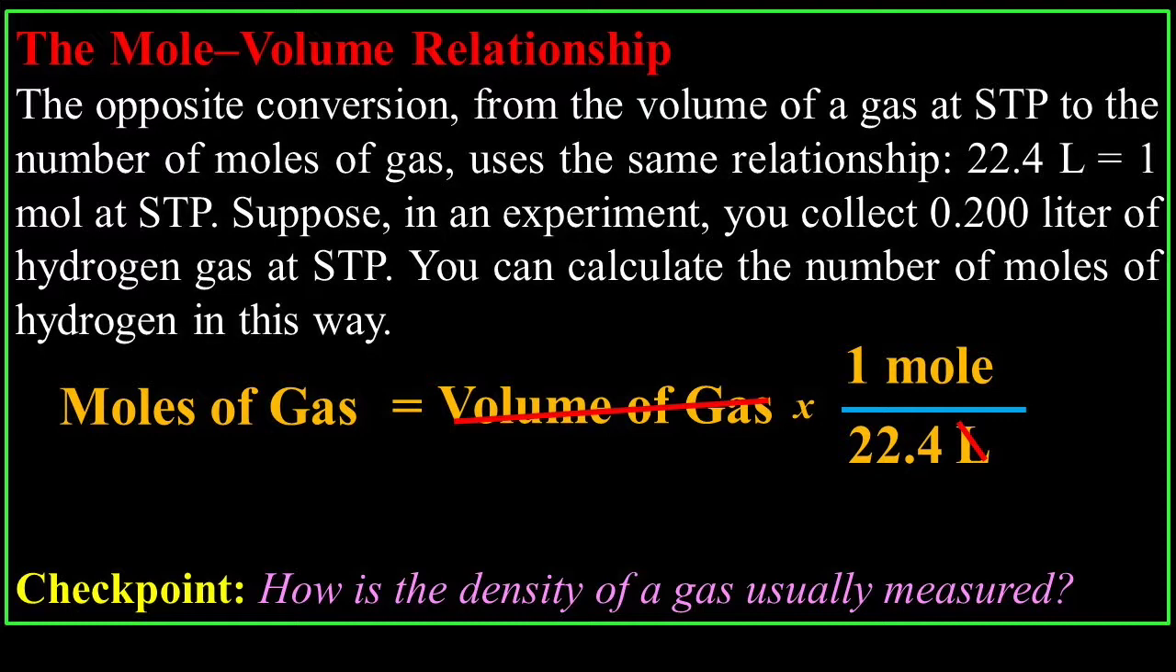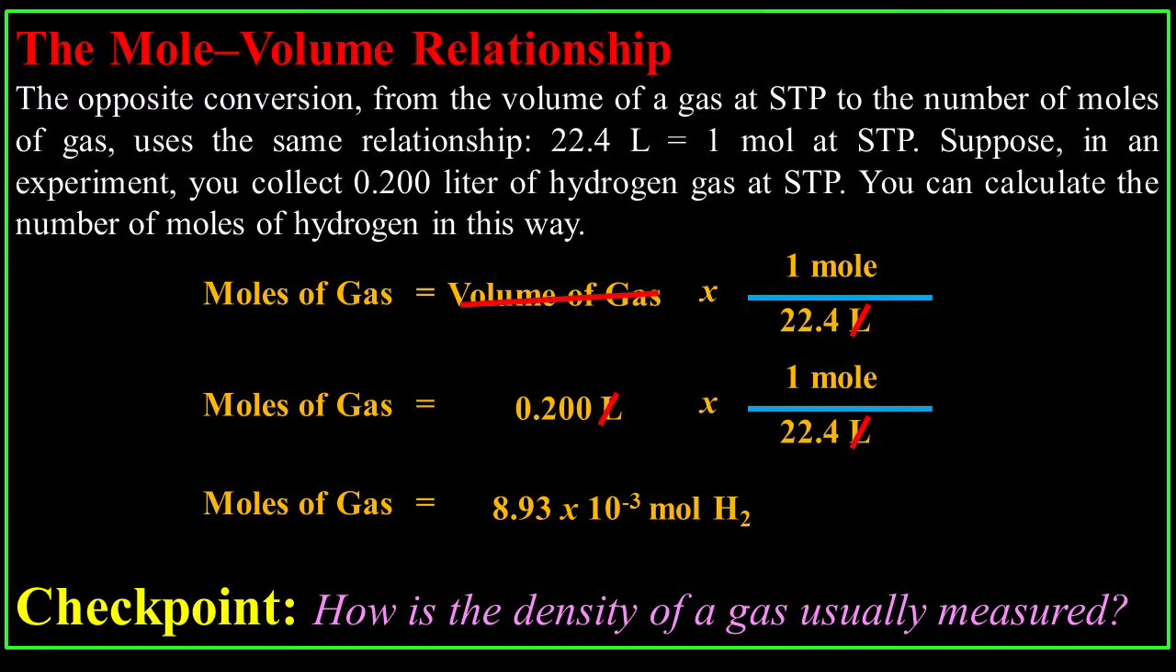Checkpoint. How is the density of a gas usually measured? It's usually measured in grams per liter, believe it or not. Grams per liter is the usual way of measuring the density of a gas.